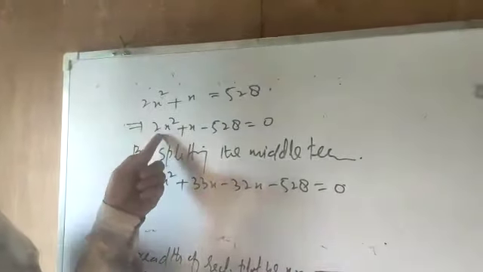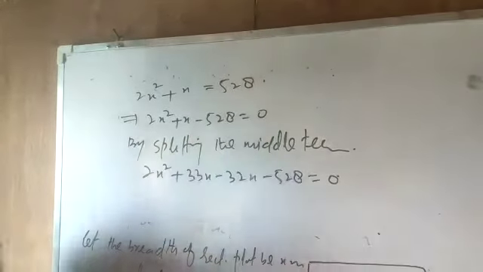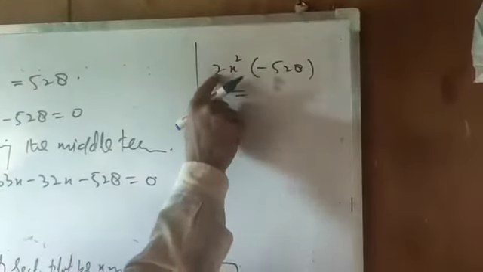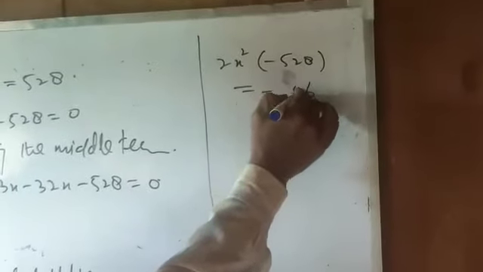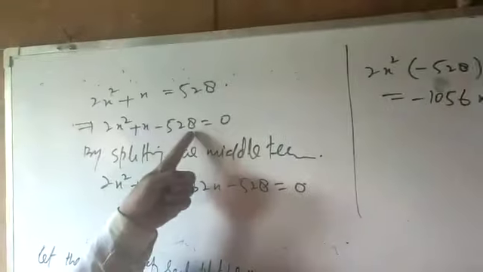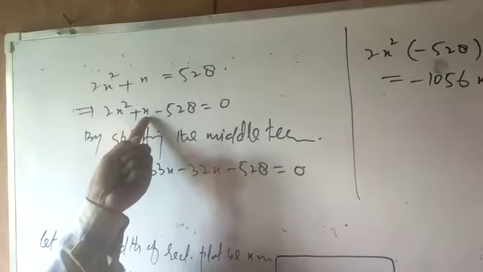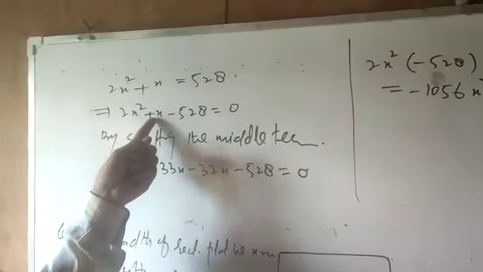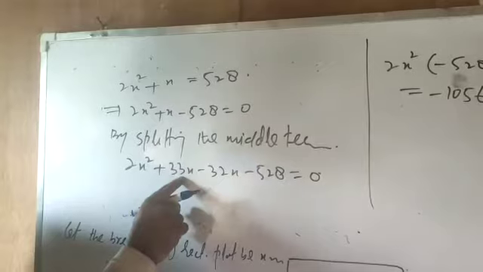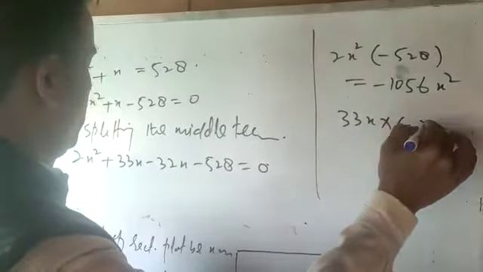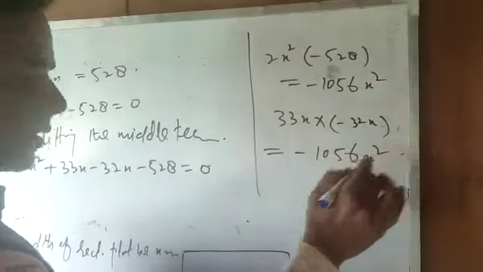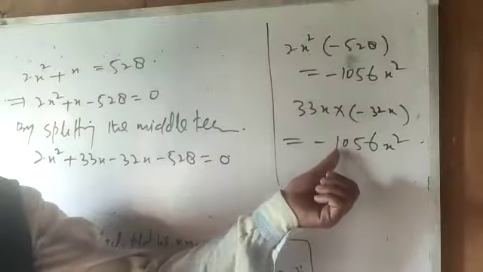How to find this? Multiply the first term and the last term: 2x square into minus 528 is minus 1056 x square. Break the middle term into two parts, such that the sum or difference of those two parts equals the middle term itself. For example, if you subtract 32x from 33x, there is a plus x. And if you multiply 33x into minus 32x, plus into minus is minus, 33 into 32 is 1056 x square. So I have cleared it.